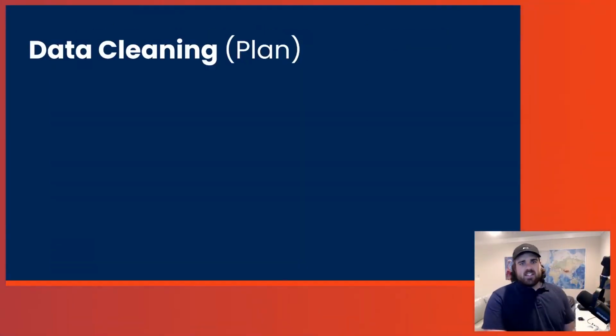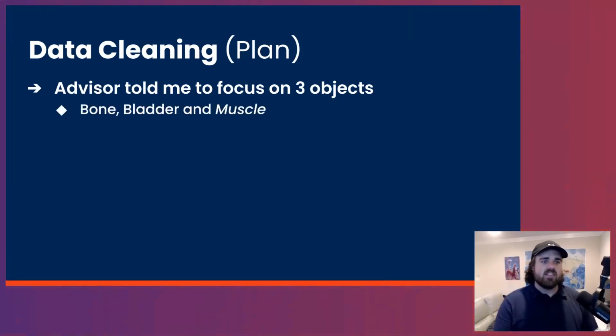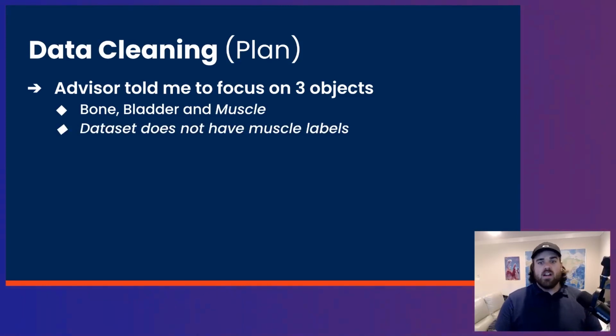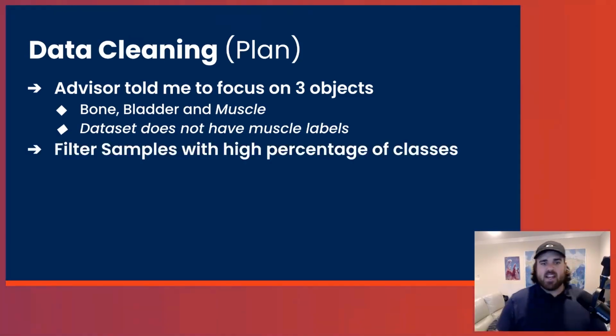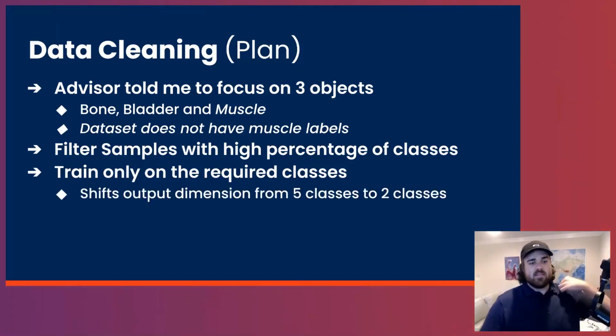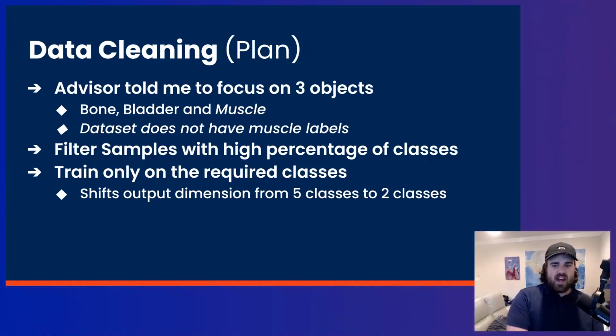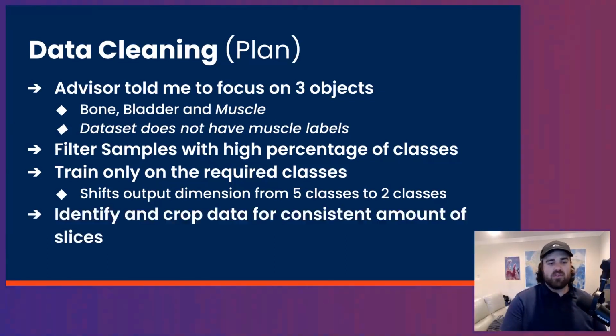Another one of my responsibilities is data cleaning, and I have a plan for this. I talked to my advisor, and she told me to focus on 3 objects: bone, bladder, and muscle. We don't have muscle, but bone and bladder are the 2 that I'm going to really focus on and make sure that all the data that I have actually has those 2 labels in it. Basically, I'm going to filter the samples with a high percentage of those classes, and then train only on those required classes. This makes it so when I create the output of voxels, where each voxel has its own class, instead of predicting 5 classes, I'm only predicting 2, which makes the model a lot more efficient.